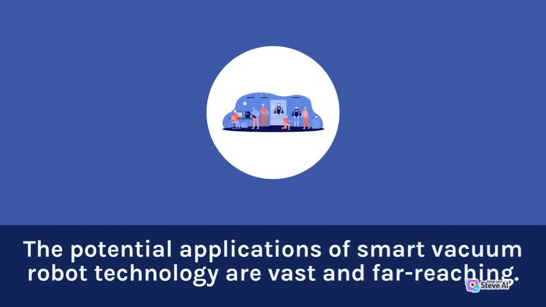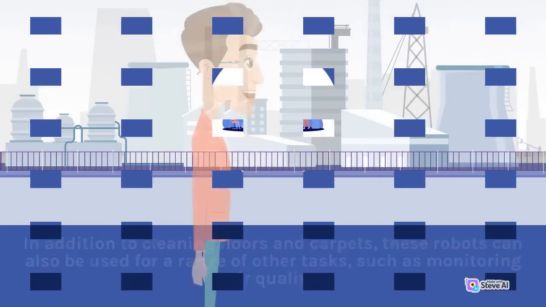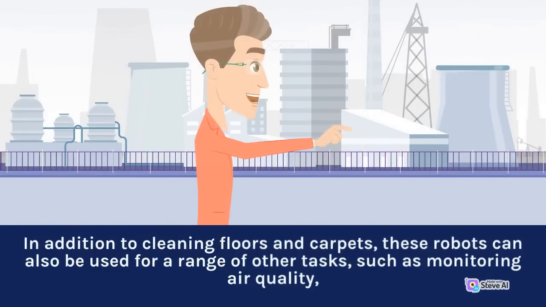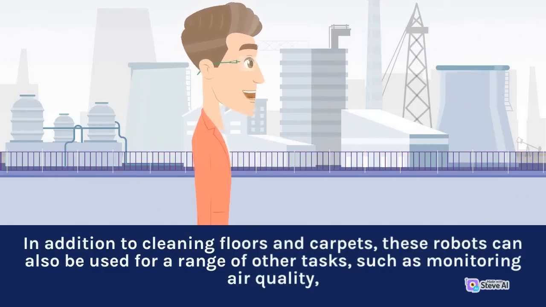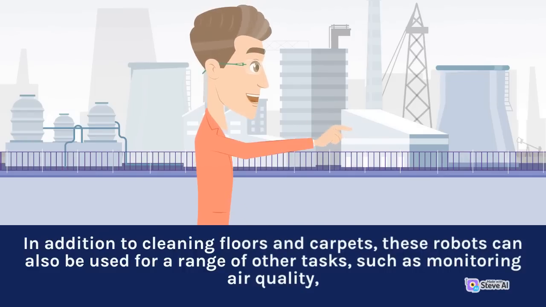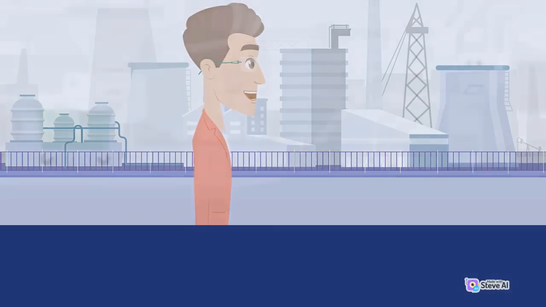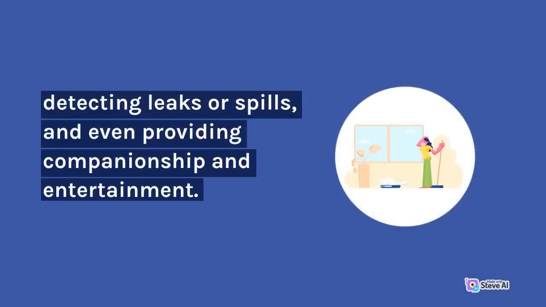The potential applications of smart vacuum robot technology are vast and far-reaching. In addition to cleaning floors and carpets, these robots can also be used for a range of other tasks, such as monitoring air quality, detecting leaks or spills, and even providing companionship and entertainment.